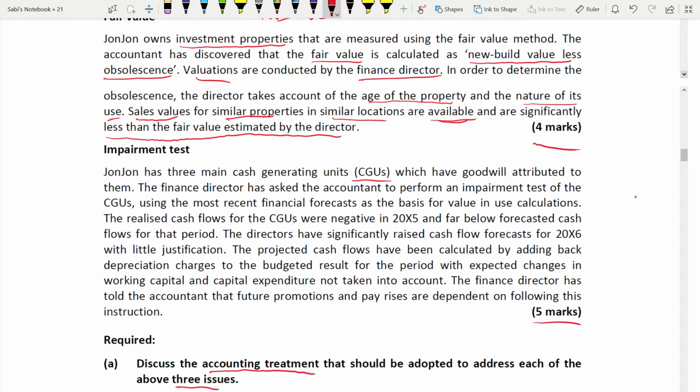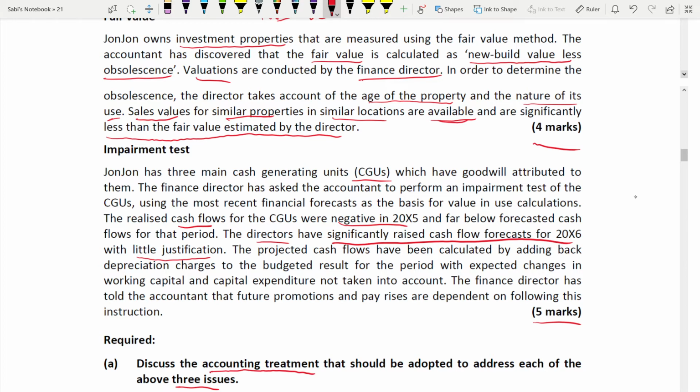using the most recent financial forecast as the basis for value in use calculations. The realized cash flows for the CGUs were negative in 2005 and far below the forecasted cash flow for that period. The directors have significantly raised the cash flow forecast for 2006 with very little justification, because they saw in 2005 there was a negative. So it's very unethical that suddenly in 2006 they are increasing it so much. This you can use in the ethical issues also.